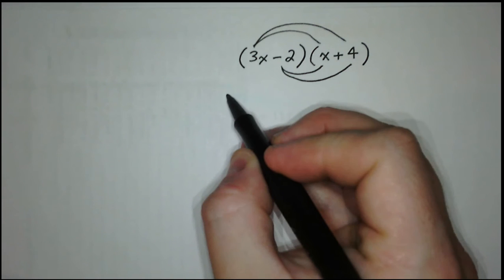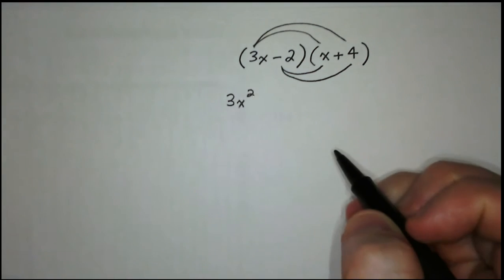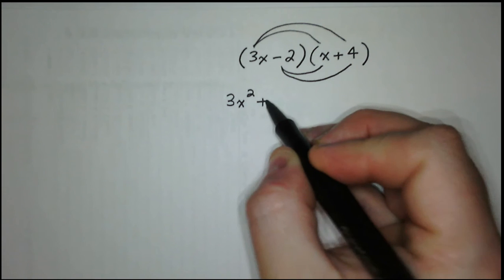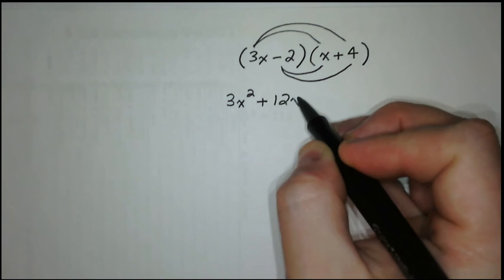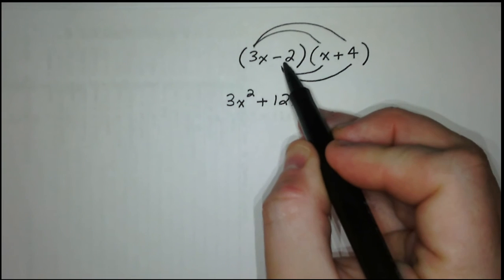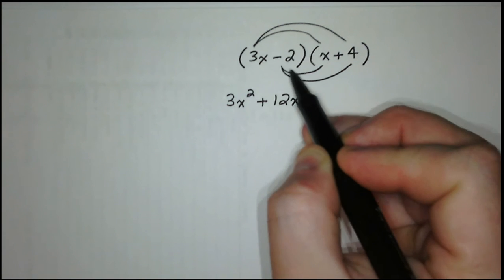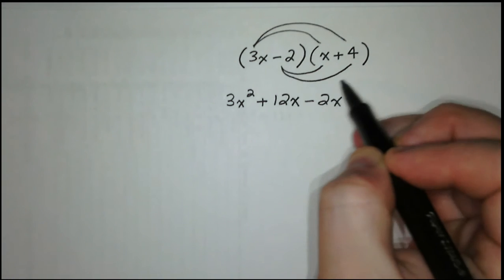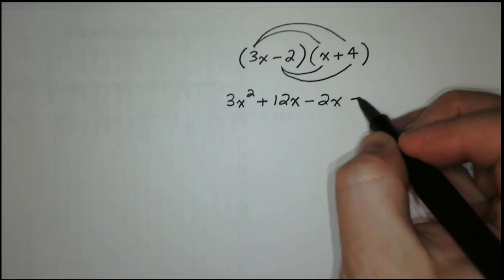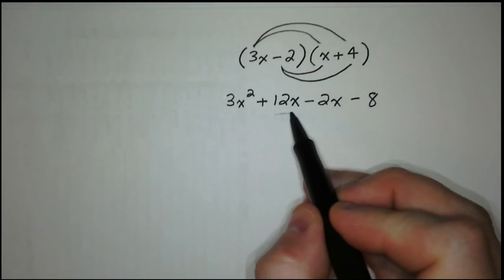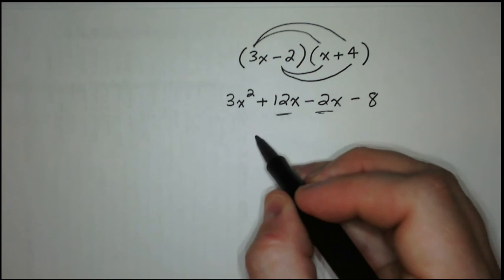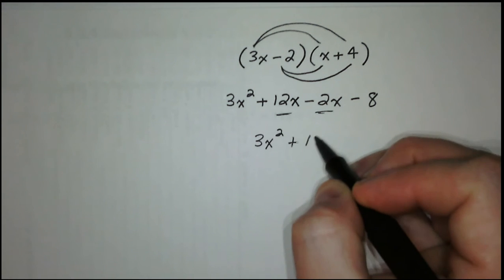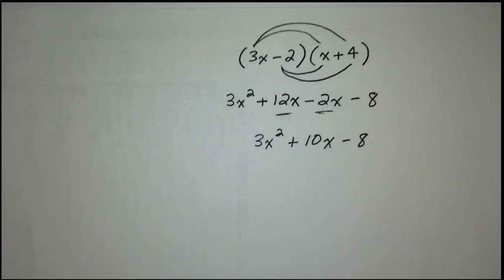3x times x, that is 3x squared. And then 3x times positive 4 is positive 12x. And now we distribute the negative 2. Negative 2 times x is negative 2x. And then negative 2 times positive 4 is negative 8. And then when we combine those like terms, positive 12x and negative 2x results in a positive 10x.